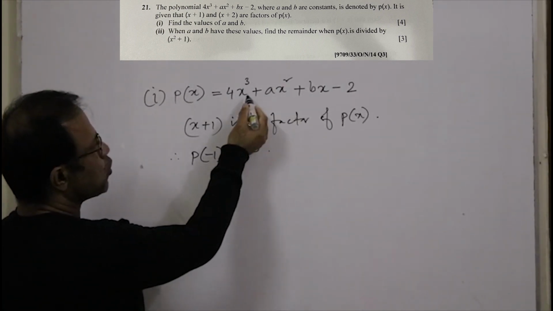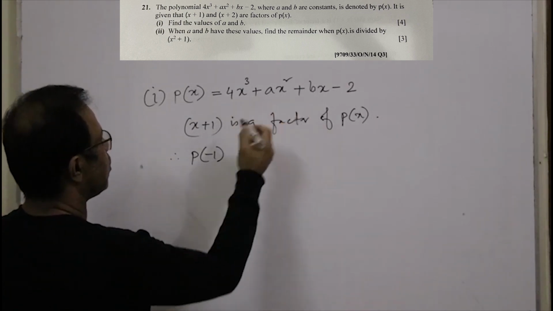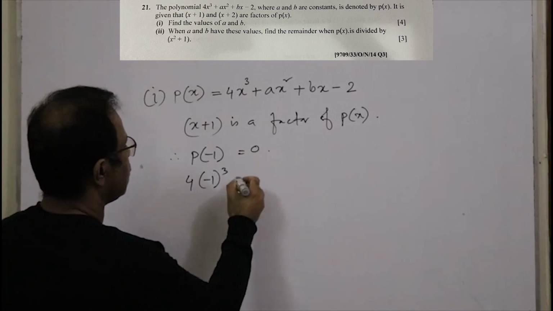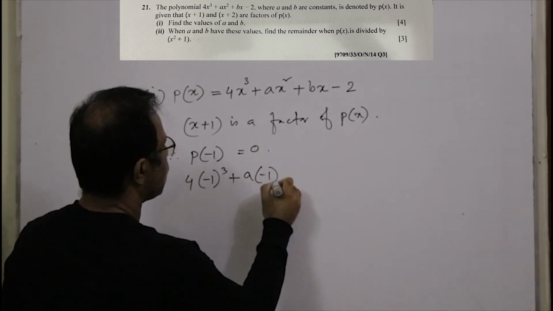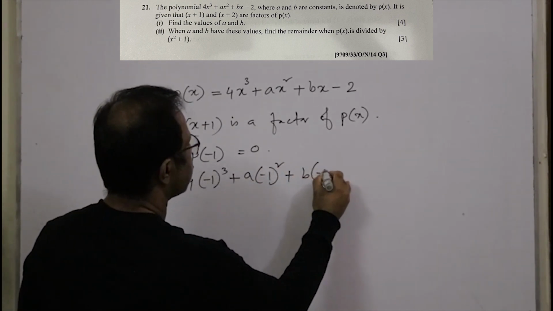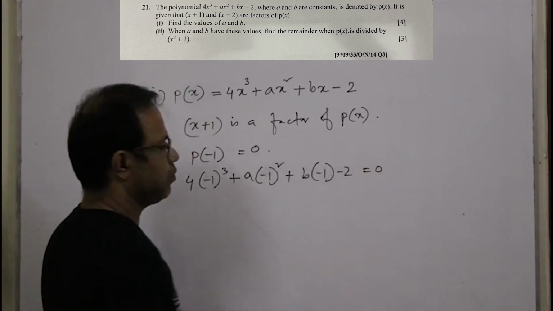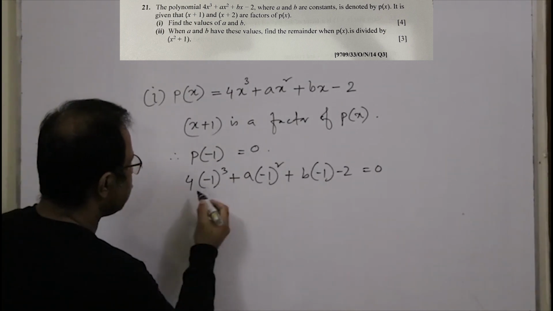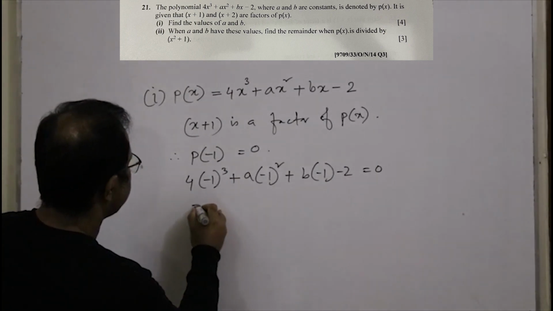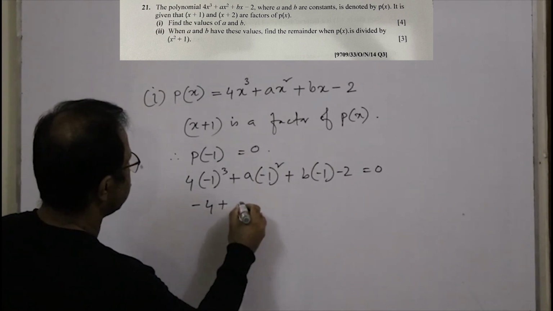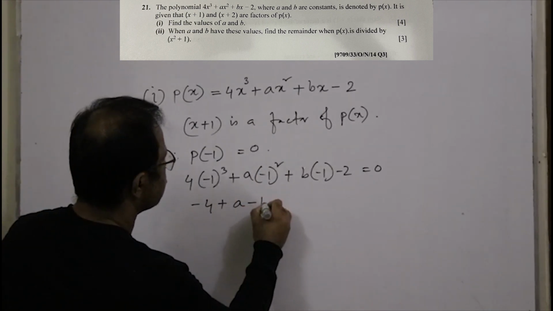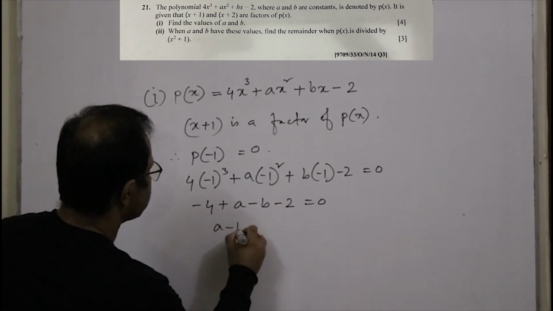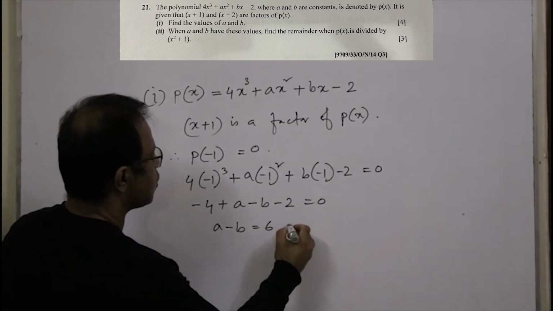If I put minus 1 in place of x, it will give 4 times minus 1 whole cube plus a times minus 1 whole square plus b times minus 1 minus 2 equals 0. So if I simplify, it becomes minus 4 plus a minus b minus 2 equals 0. So a minus b equals 6. This is equation 1.